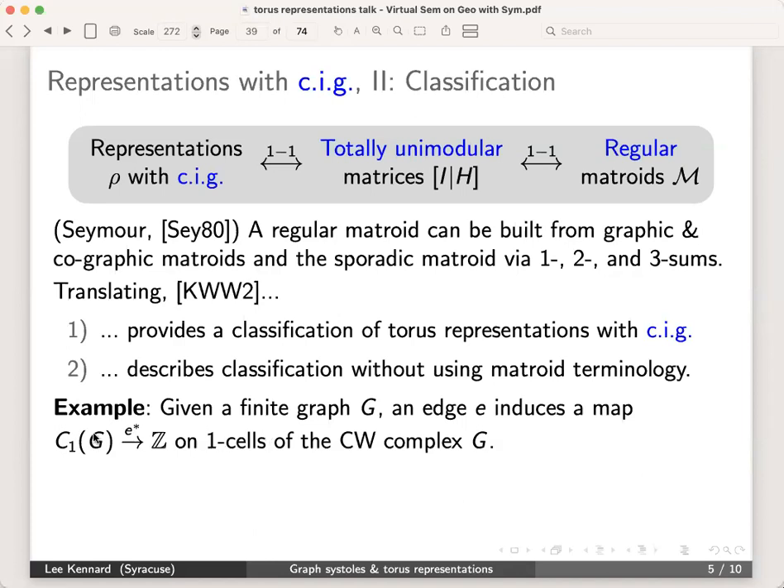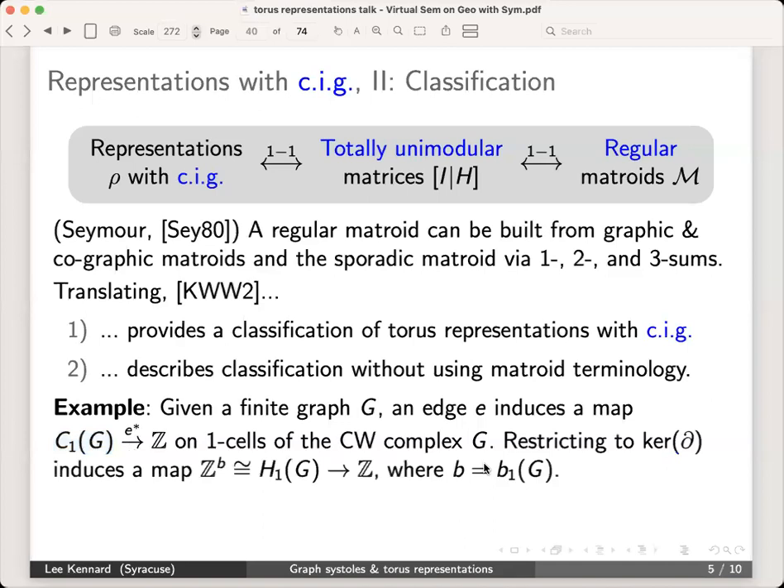All right, and you think of C1 as a direct sum over edges, and you send the edge E to 1 and all the other edges to 0, right? You think of this as a map on the 1-cells. You restrict it to the kernel of the boundary map. And because it's a graph, there are no 2-cells. So the kernel of the boundary map is the same as the first homology group. So you can think of this E star, when you restrict, as a map from the first homology group to Z. All right.